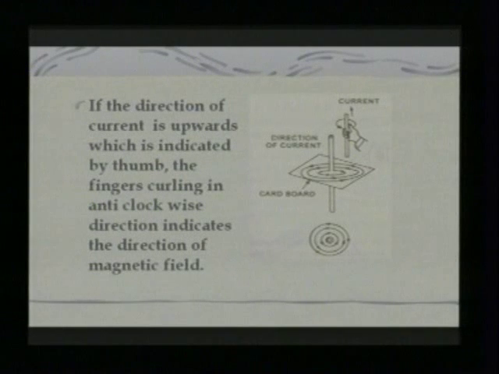If the direction of current is upwards, which is indicated by thumb, the fingers curling in anti-clockwise direction indicate the direction of magnetic field. Let us see the figure shown. Here the thumb is pointing upwards, which gives the direction of current. Then fingers curling in anti-clockwise direction give the direction of magnetic field.